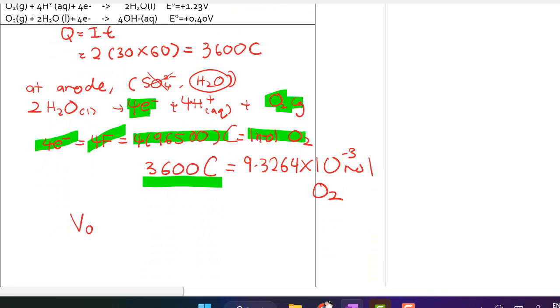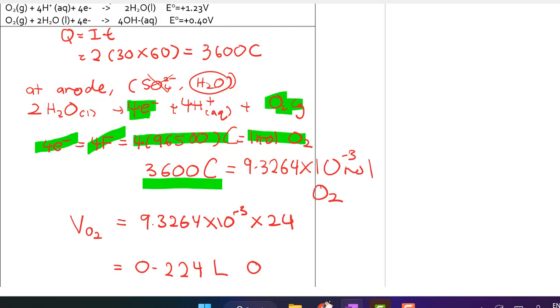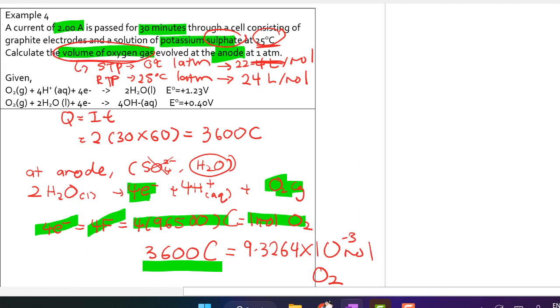So the volume of oxygen gas at RTP is equal to the number of moles times 24. So it produces 0.224 liter of oxygen gas. You need to remember this: STP is 0 degrees Celsius, RTP is 25 degrees Celsius. The values 22.4 and 24 are given in your exam.